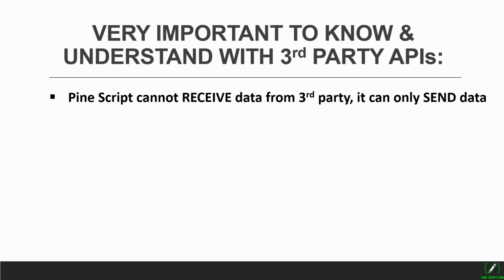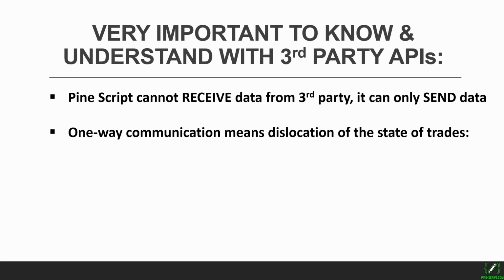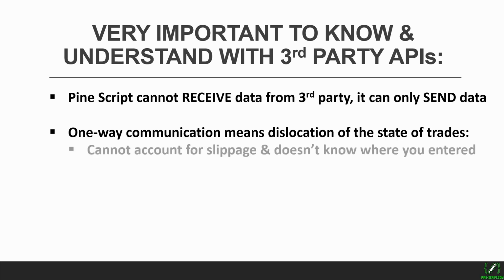It can only send data. It cannot read data from the third-party API. And what this means is that there is also, in addition to a dislocation with price feeds, a dislocation of the state of your trades. The one-way communication means that PineScript cannot account for slippage, as I mentioned earlier. If you get a fill that's slightly different to what your script thinks you got, PineScript doesn't know that there's a difference there. So PineScript cannot know where you entered your position.